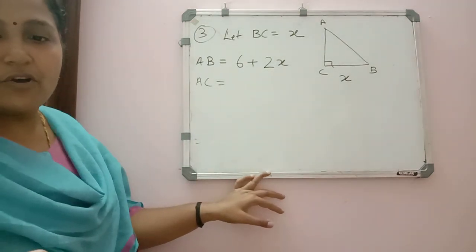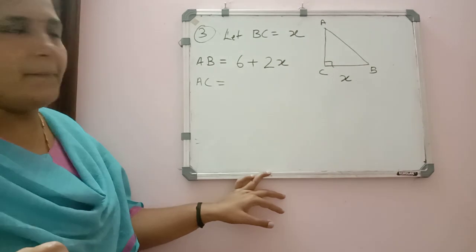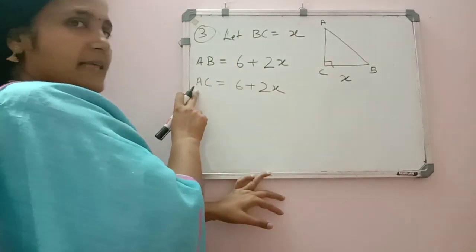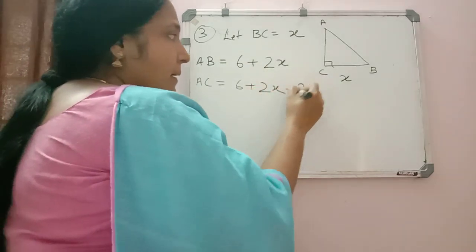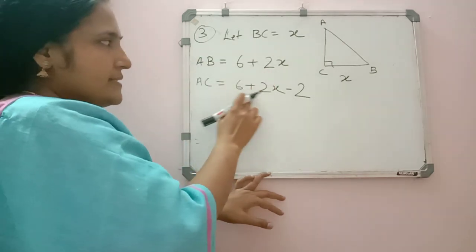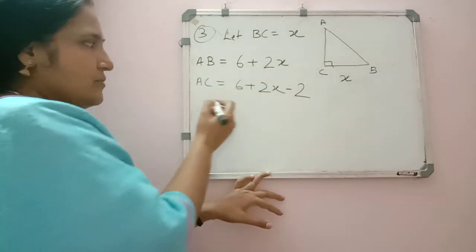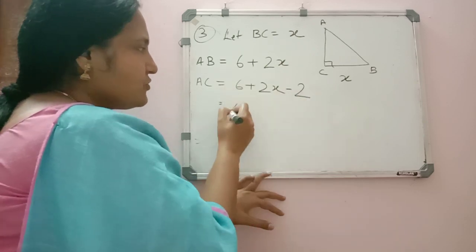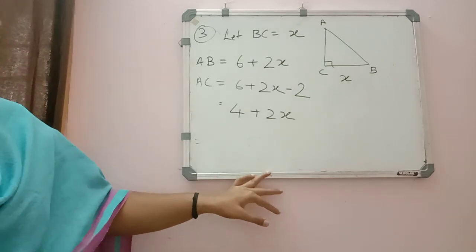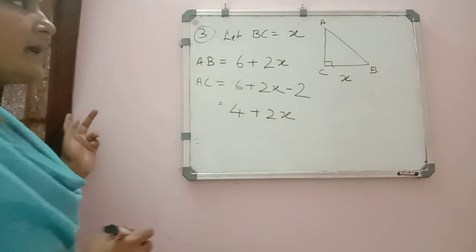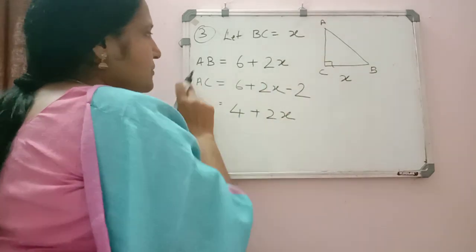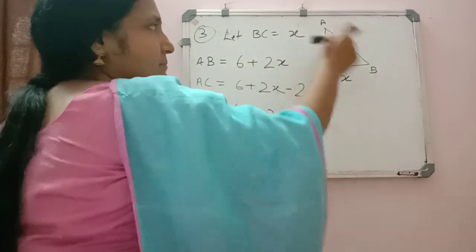Third side is 2 meter less than the hypotenuse. Our hypotenuse is 6 plus 2x, and the third side is 2 meter less, meaning minus 2. So it is 6 plus 2x minus 2. Now we will simplify it. 6 minus 2 will be equal to 4, so it will be equal to 4 plus 2x. Now we got all the sides of the right triangle: BC as x, AC is equal to 4 plus 2x, and hypotenuse as 6 plus 2x.